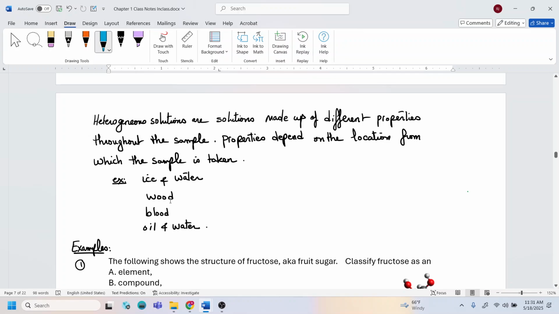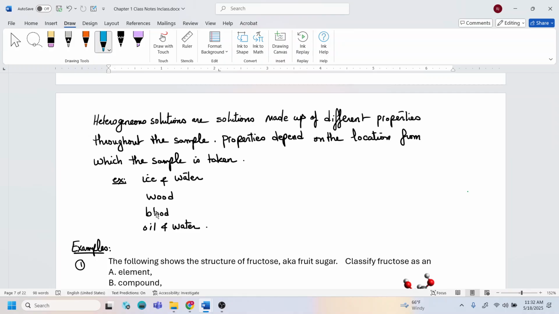Wood elements and compounds in a piece of wood are not mixed evenly throughout the wood. So wood is considered to be a heterogeneous mixture, not a solution. It is a mixture. Blood is a solution, though. So blood is a heterogeneous solution, which is made up of blood cells and the plasma.